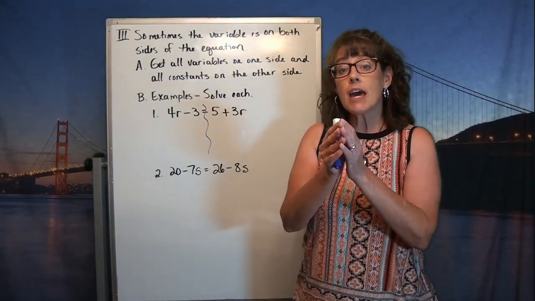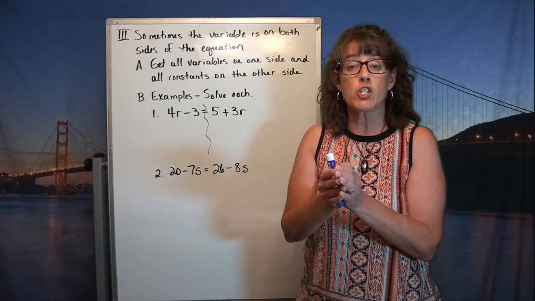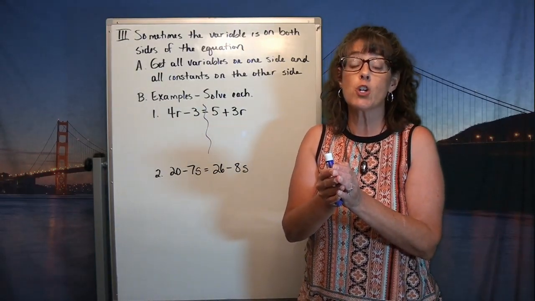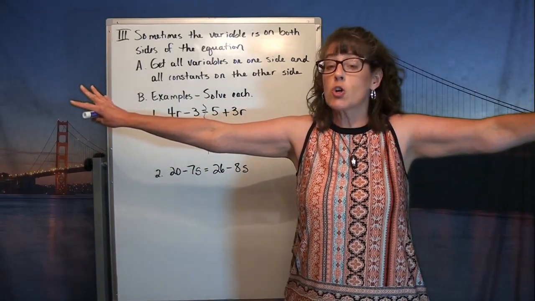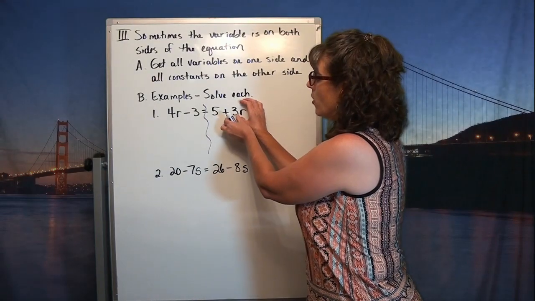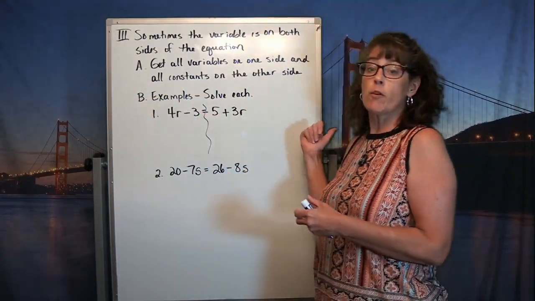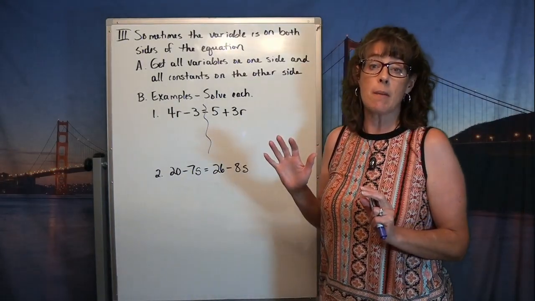So here's the catch. It does not matter which side you get the variable on and which side you get the constant on. It makes no difference at all. Just separate them. That's all you've got to do. So we could take the 3r's, throw them over there into that pan, or we could take the 4r's and throw them over into this pan. It really does not matter.